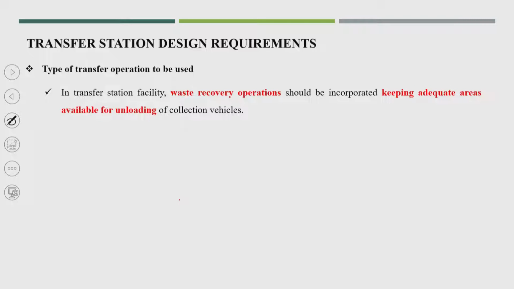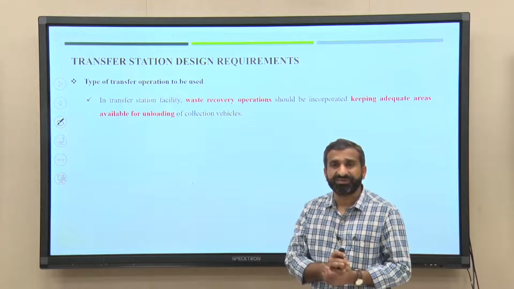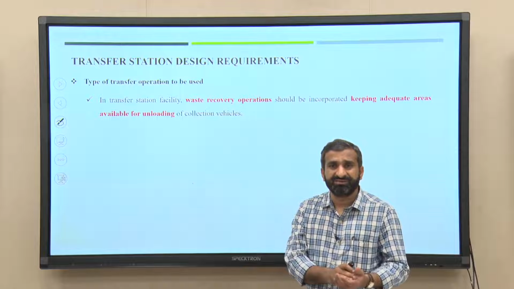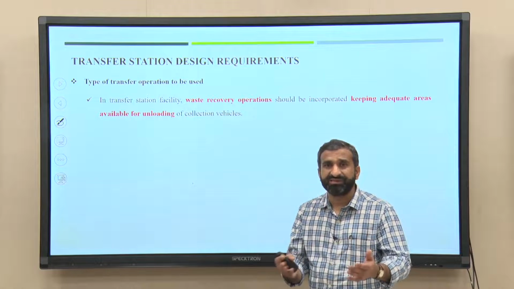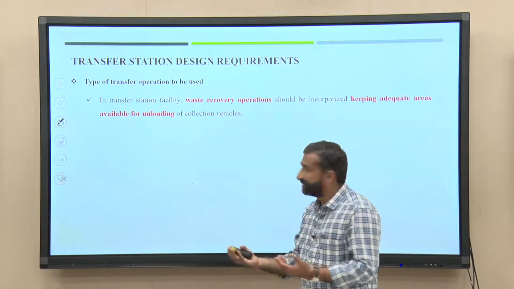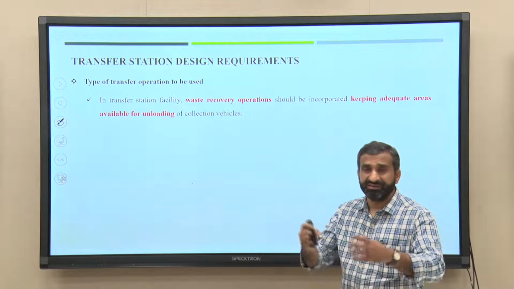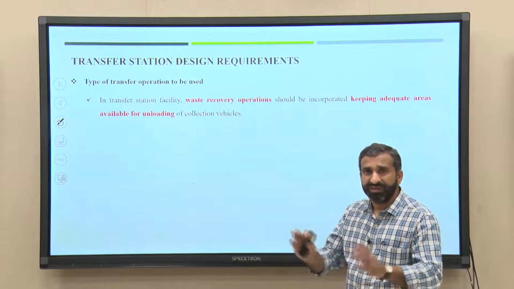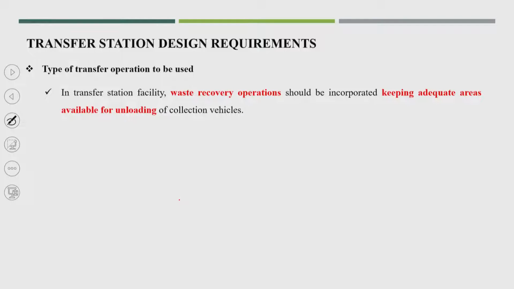This is also very important, and depends upon the goal or particular objective of the transfer station. It is possible that we are planning the design of a storage load, a direct load, or a mix of both. The transport operation will also change, and the area requirement will also change. Based on that we can design the type of operation required for the transfer station. Especially important here is keeping adequate area available for unloading of collection vehicles.